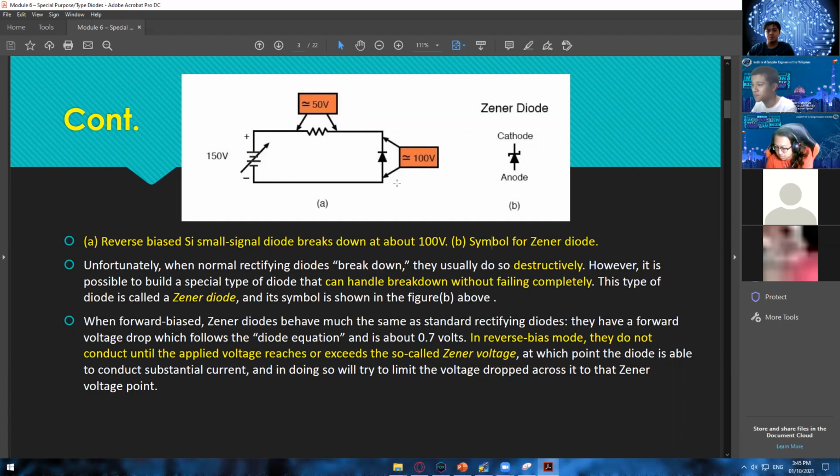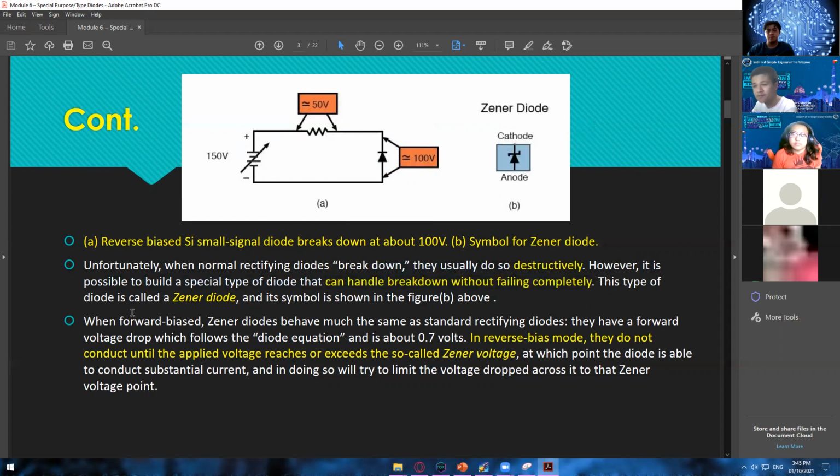Okay. So if this is just a normal diode, maybe it won't explode, but maybe it will destroy this part of your circuit. Okay. So it will do so destructively. However, it is possible to build a special type of diode that can handle breakdown without failing completely, which is now this Zener diode.